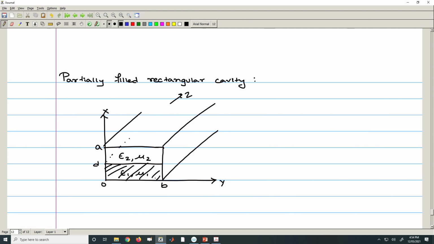We will have additional conductors covering z equals 0 and z equals c. So, at both ends, at z equals 0 and z equals c, we are having conductors placed.